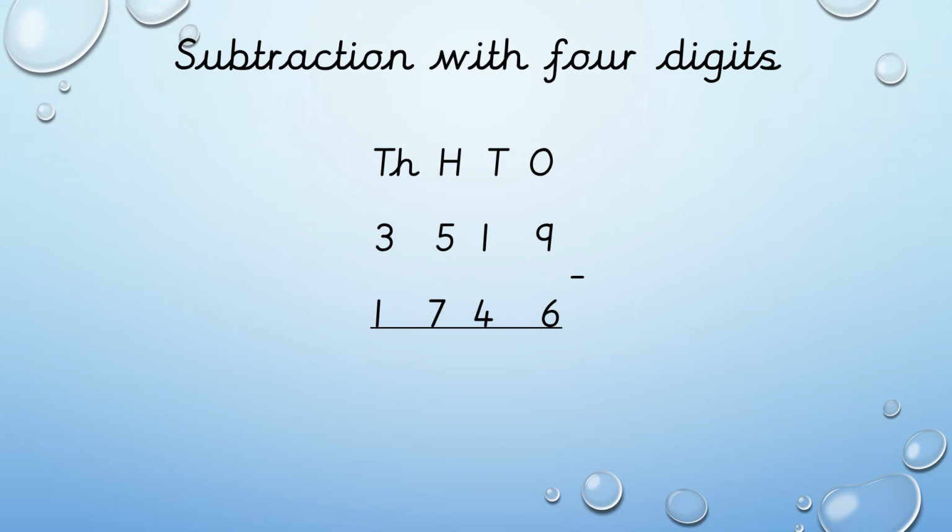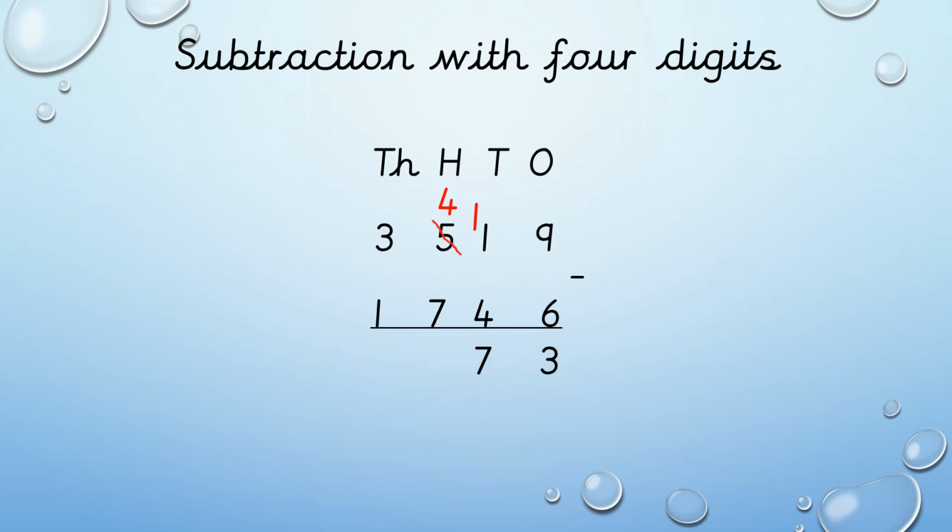We always start with our ones, so 9 ones take away 6 ones equal 3 ones. In our tens, we have 1 ten take away 4 tens. Just as before, we can't do that as it is, so we need to exchange from the hundreds. Our 500s now become 400s, and the exchanged 100 comes over to the tens. We now have 11 tens take away 4 tens, which leaves us with 7 tens.